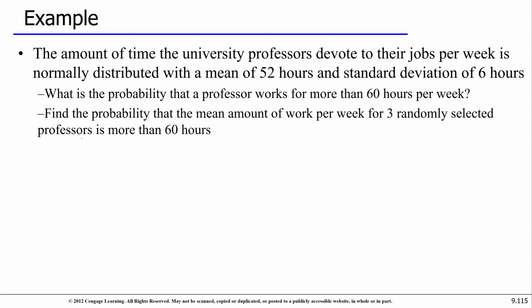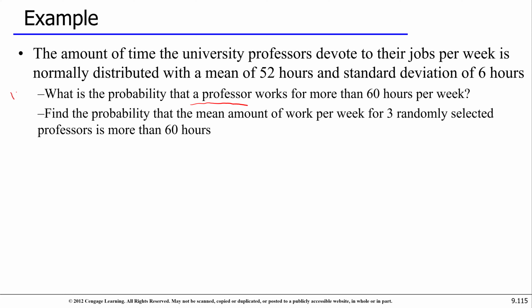All right, so we have some practice problems for this. The first problem is, what is the probability that a professor works more than 60 hours per week? And then the second one is, find the probability that the mean amount of work per week for 3 randomly selected professors is more than 60 hours. So you should be able to ask yourself, what's the difference between these 2 questions? The first question says a professor. So N should be 1, right?